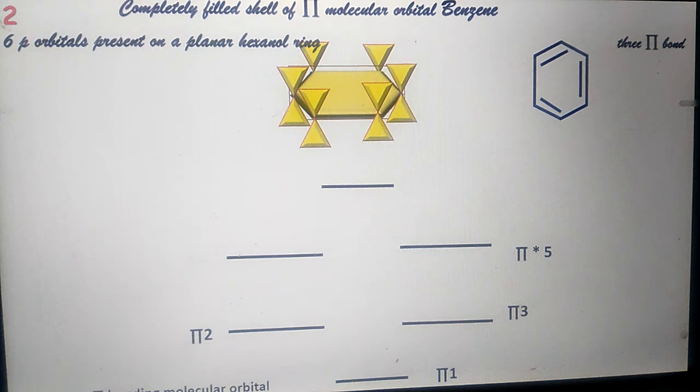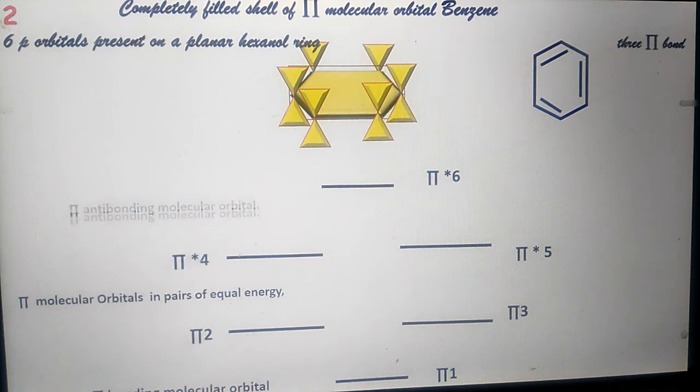Degenerate means the energy of these are same. Pi star 4, pi star 5 are degenerate means these two pi molecular orbital have same energy. Pi 2, pi 3, pi star 4, pi star 5 are called non-bonding pi molecular orbital. Pi star 6 is called anti-bonding pi molecular orbital because it have highest energy and unstable.